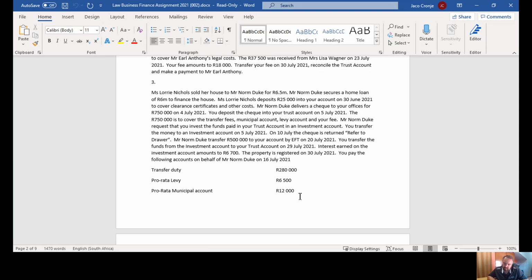Then on the 10th of July, the check is returned, referred to drawer. So that means that we've got to reverse the transaction originally captured in the trust. And also, the moment that check bounces, we've got to withdraw the funds from our section 86.4 investment account, because we can't leave it invested there and then have a shortfall in our trust. So we must immediately repay the funds back to our normal trust account.